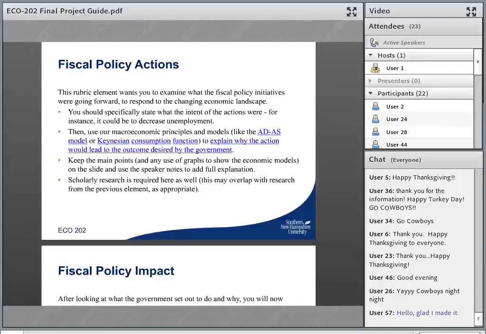So like I said here, we've got the aggregate demand, aggregate supply model. That's your workhorse. We also have the Keynesian consumption function, which can be applicable in certain situations or certain policies if you want to include that. So you're going to explain how these models back up these decisions by the federal government. So why did Congress decide to do X, Y, Z in terms of their fiscal policy? What did they see happening in the economy that they felt that this would be a good response in terms of changing taxes or changing spending?